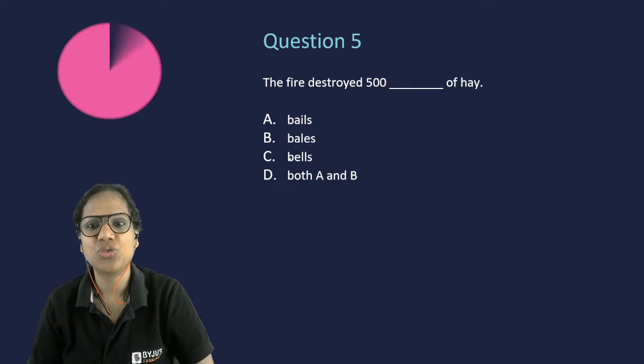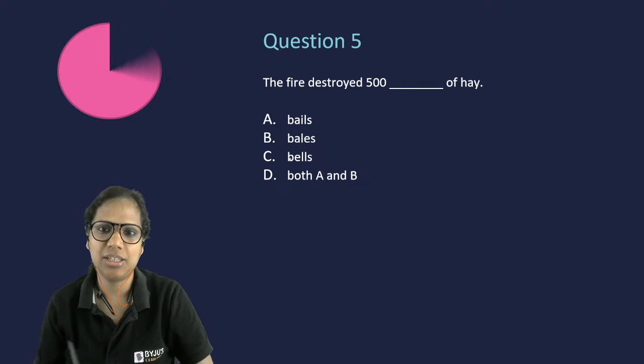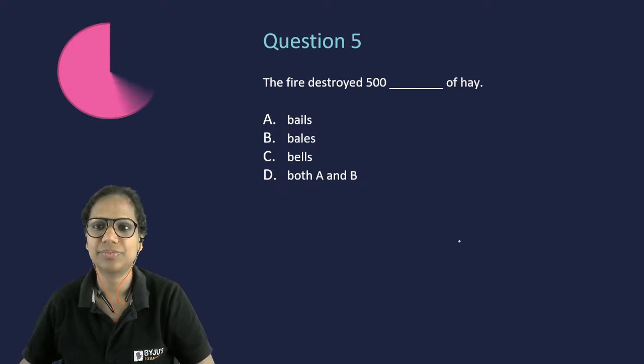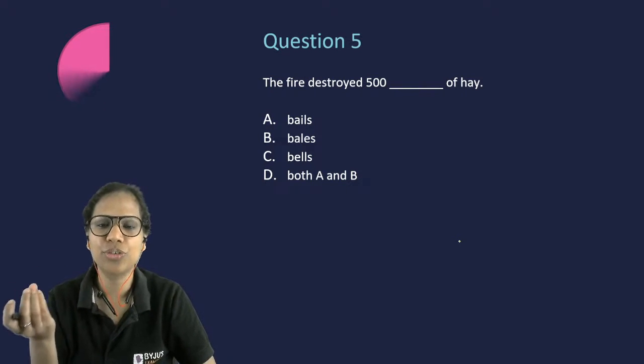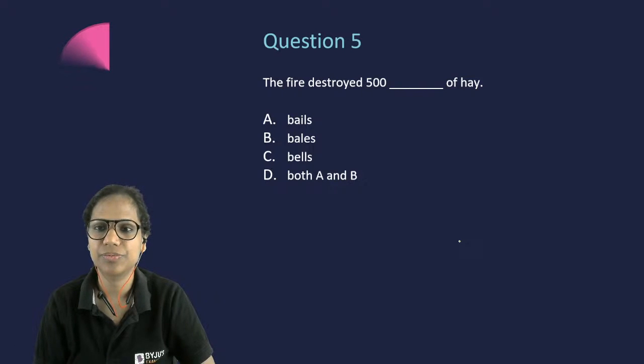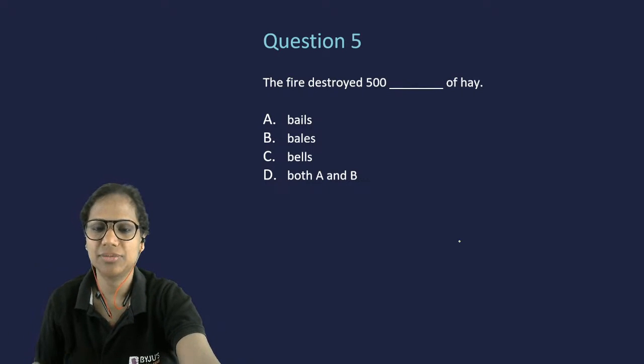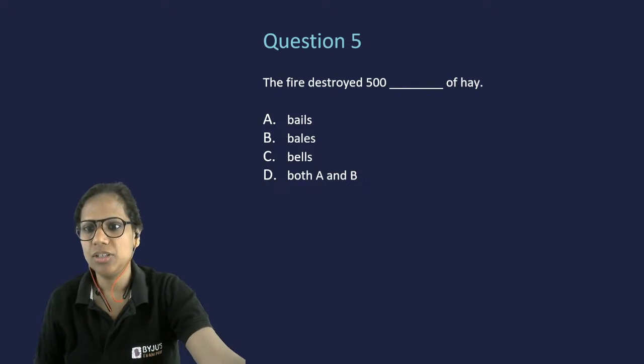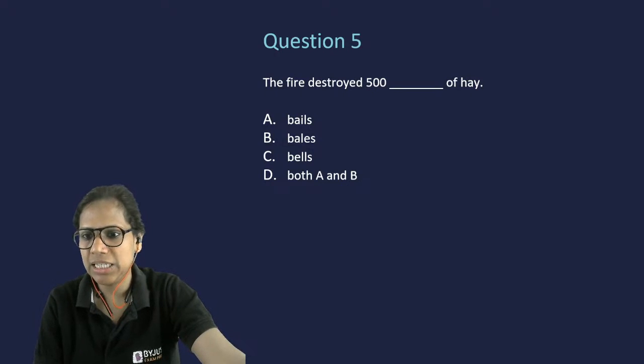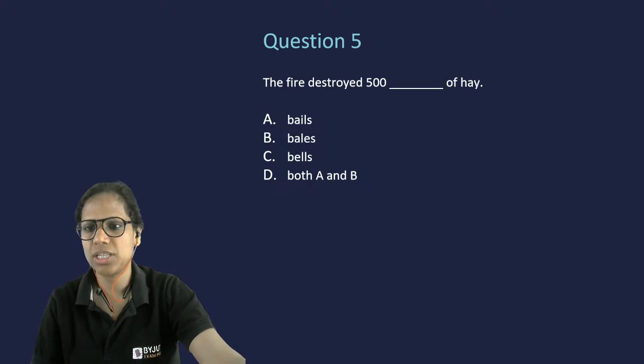Okay. Question 5. The fire destroyed 500 dash of hay. What did it destroy? Hay is what forms the fodder of farm animals, right? The fire destroyed 500 dash of hay. Okay. So Raghav Raman says B. Others, what do you say?